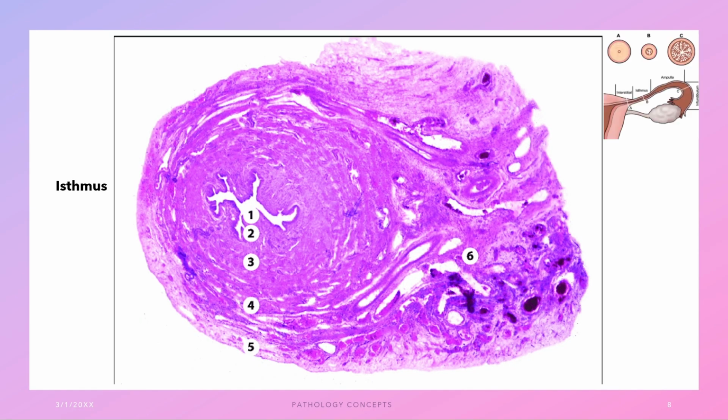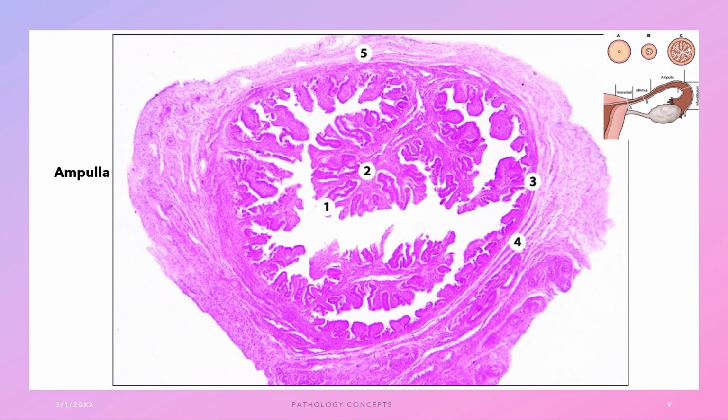This picture shows a cross section of the isthmus. Here you can see the lumen is narrower, mucosal folds are fewer and the wall thickness is high. This is the cross section of the ampulla. Compared to earlier, the wall thickness is less and here the lumen is larger and there are more folds as compared to the isthmus part.